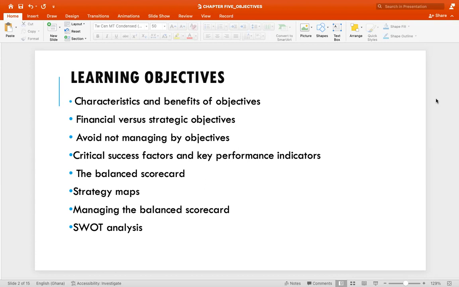We will look at critical success factors and key performance indicators. In the course of our discussions, they have come up. So we'll look at them today. We'll look at the concept of the balanced scorecard. Then we'll look at strategy maps. We'll look at managing the balanced scorecard. And finally, we'll look at SWOT analysis. Okay, so SWOT analysis is just strengths, weaknesses against opportunities and threats of a business. So we need to understand what SWOT analysis is all about.